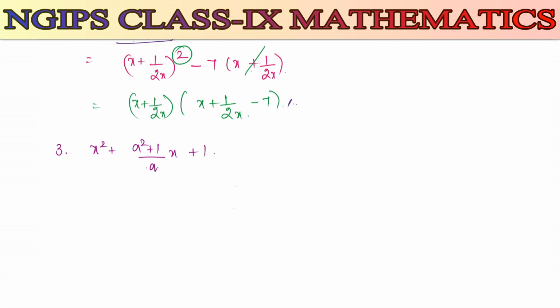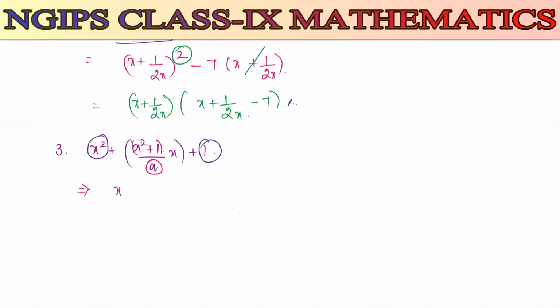Okay, here we have the third one, x square plus a square plus 1 divided by a into x plus 1. When you are going to make factors we have three terms. This is the first term, this is the second term and this is going to be the third term. Now what I am going to do here, this a is going to be common for both the terms. I am going to separate the terms.